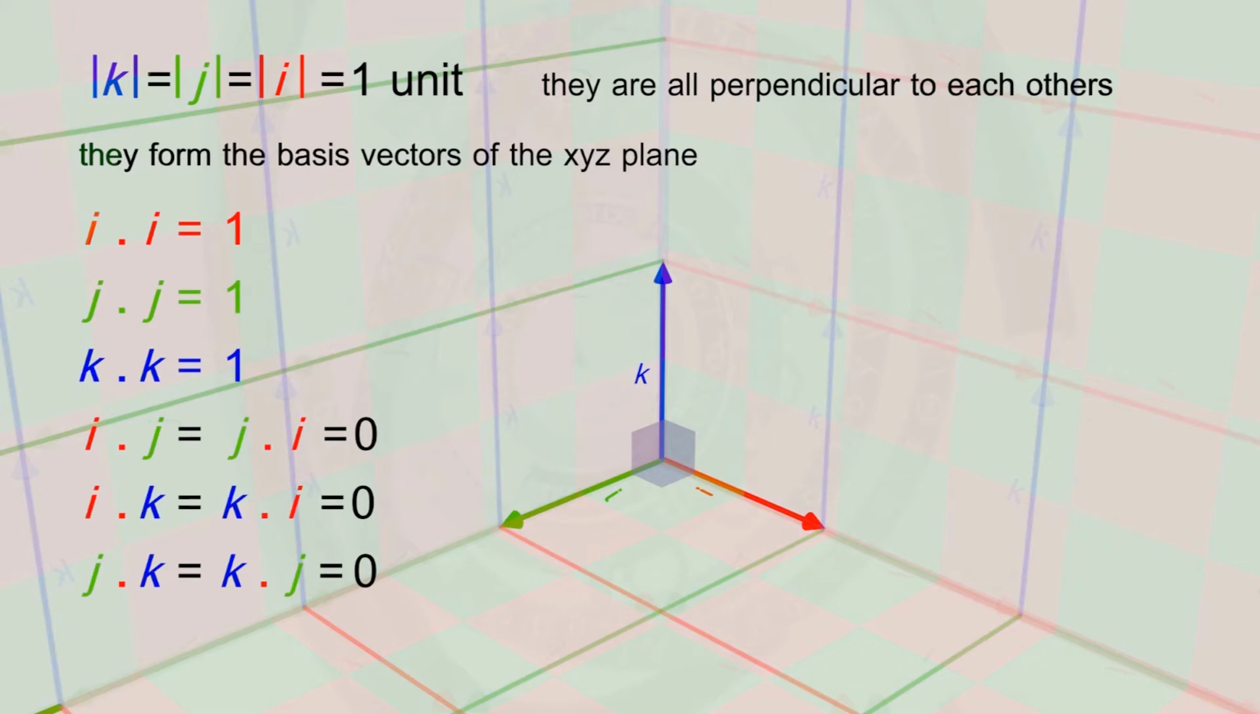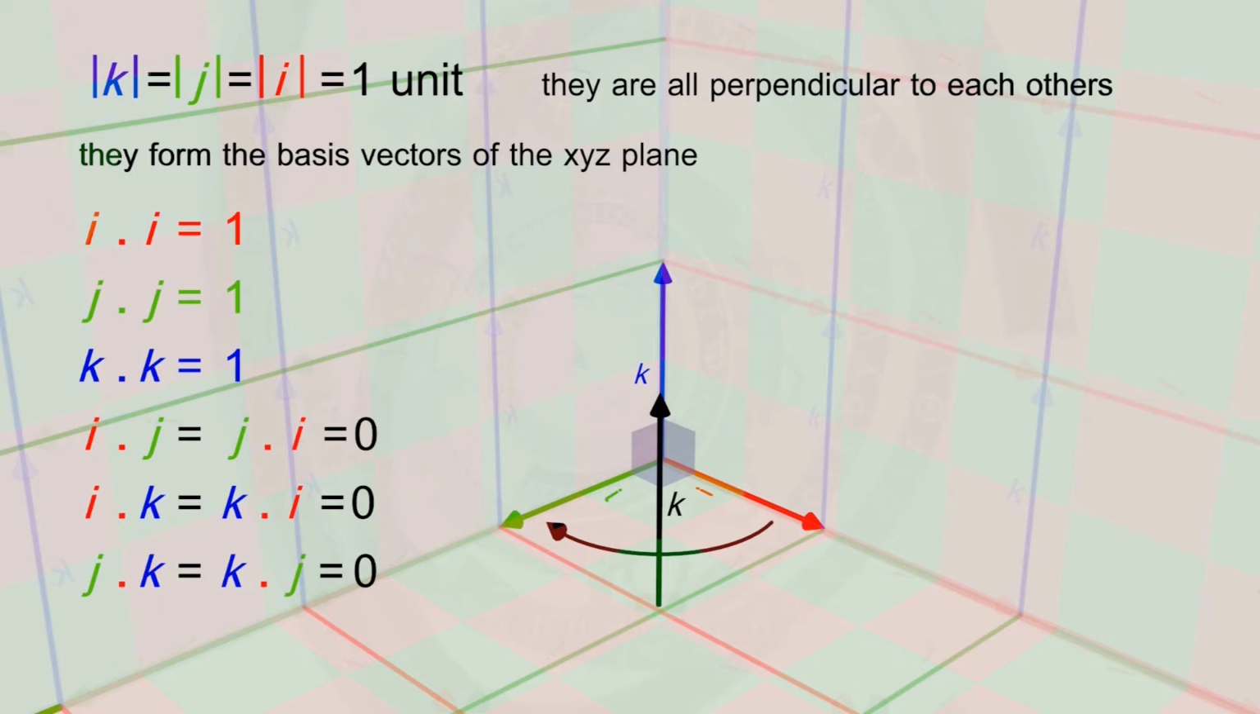Notice in the first three products, the dot product yields a value of 1. And this is because each unit vector is fully projected to itself. While in the last 6 products, the dot product yields a value of 0. And this is because orthogonal vectors will have 0 projection.